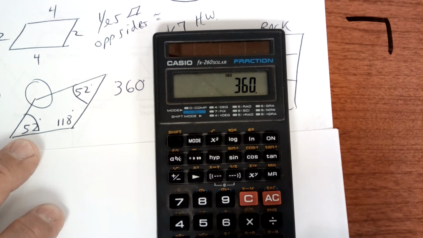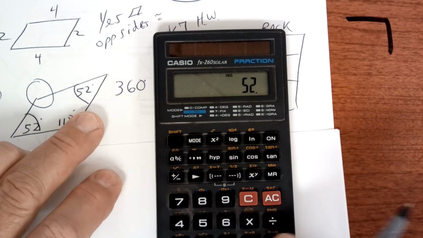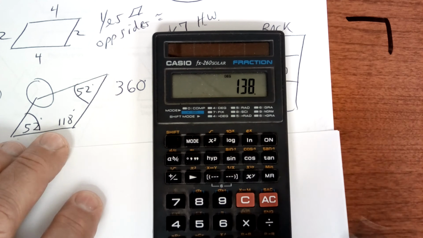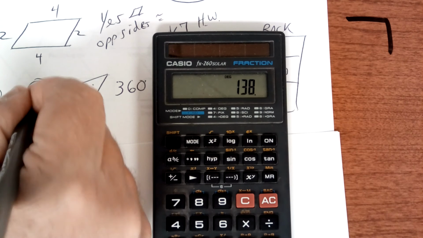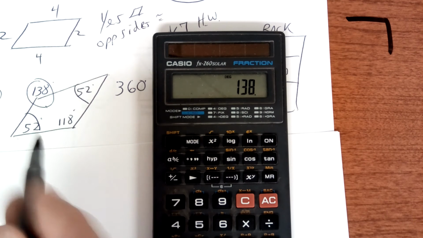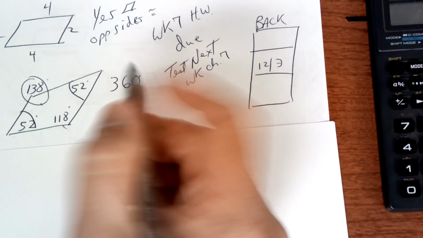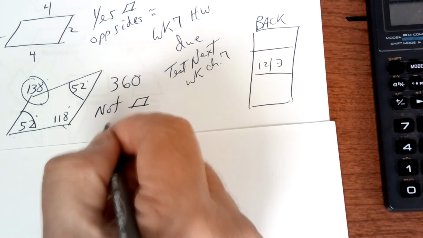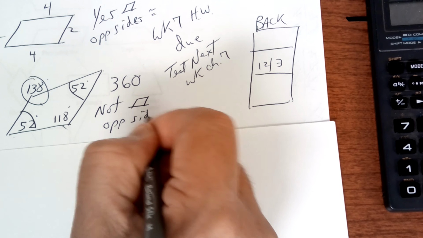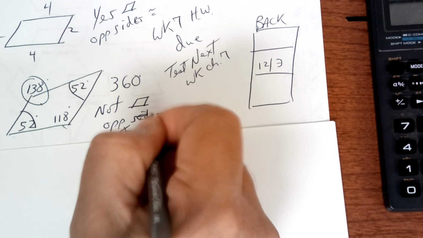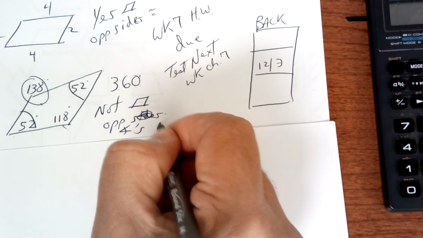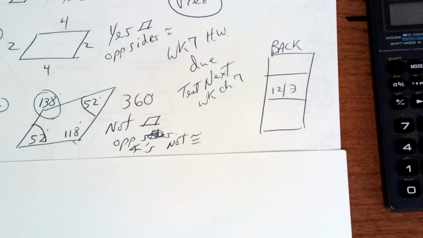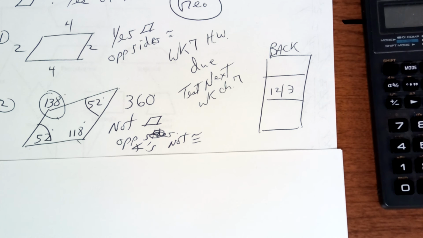360 minus 52 minus 52 minus 118 equals. See, I get 138 up here. So this angle is not equal to that one, so we're going to say not a parallelogram. And the reason why is opposite angles are not congruent. Okay? And that's what we did yesterday and the day before. Let me minimize this a little bit so we can see it.